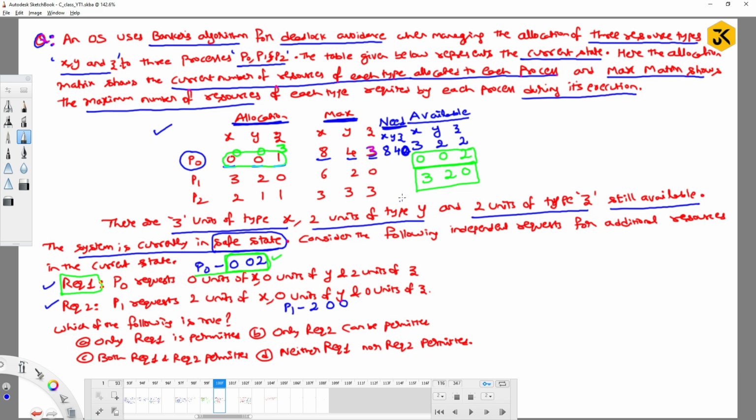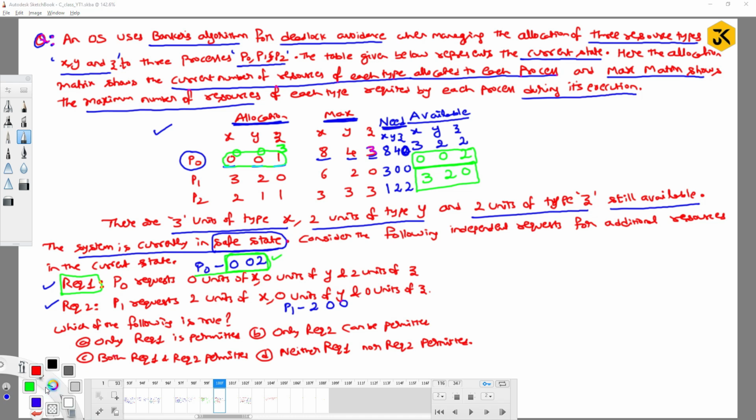What about the remaining ones? 6 minus 3 is 3, 2 minus 2 is 0, 0 minus 0 is 0. And what about this one? 3 minus 2 is 1, 3 minus 1 is 2, 3 minus 1 is 2. This is the need.